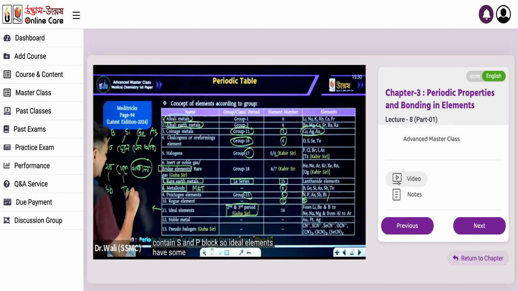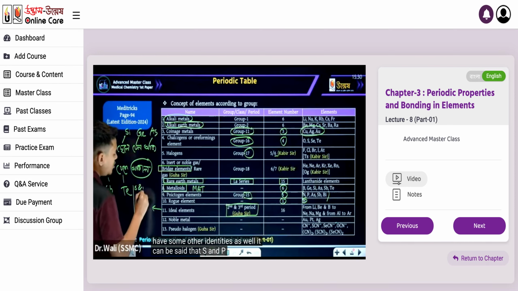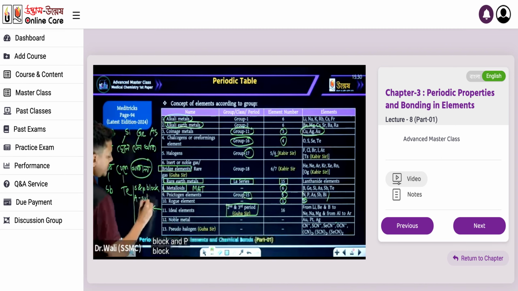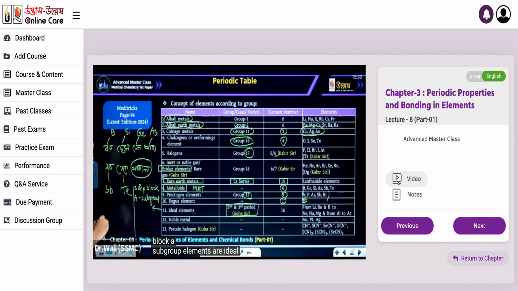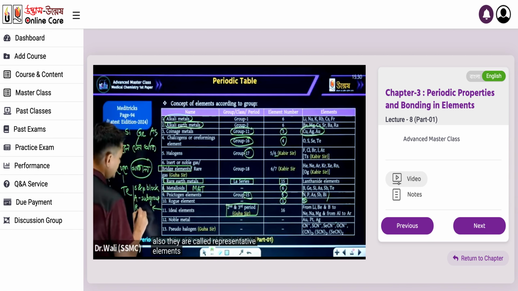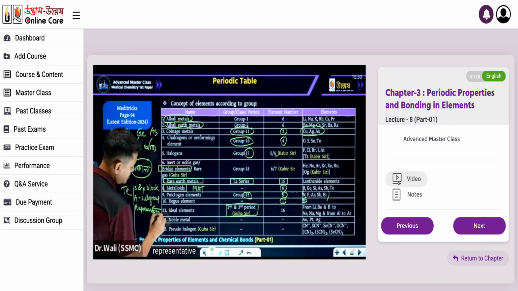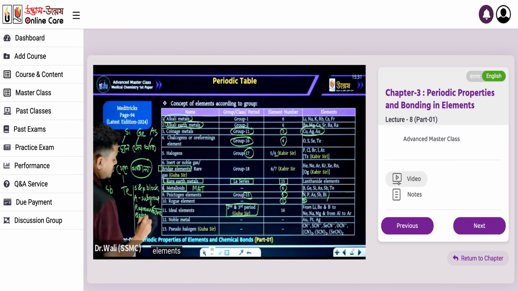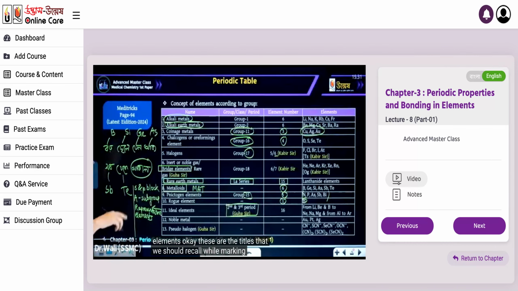So ideal elements have some other identities as well. It can be said that S and P block elements are B subgroup elements, not B subgroup, rather A subgroup. B subgroup includes D block and F block. A subgroup includes S block and P block. A subgroup elements are ideal elements. Also, they are called representative elements. Okay, these are the titles that we should recall while marking the ideal elements.